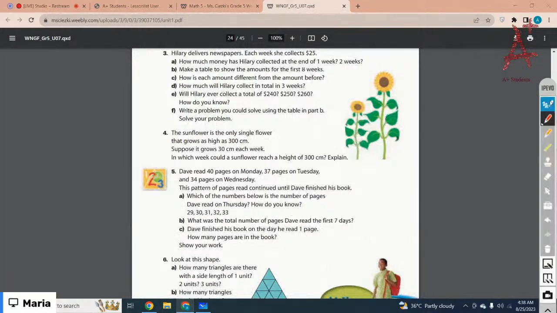Okay, the sunflower is the only single flower that grows as high as 300 centimeters. Suppose it grows 30 centimeters each week, in which week could the sunflower reach a height of 300 centimeters, right? That means in 1 week it grows by 30 centimeters, right?